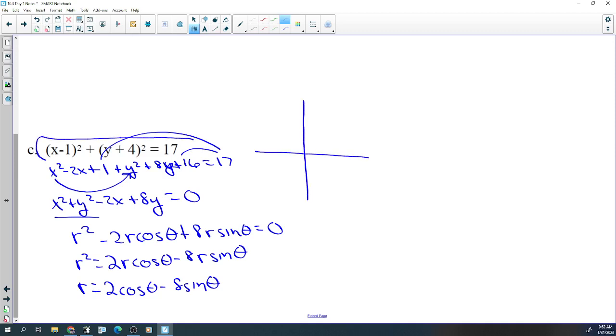This is a circle with center 1, negative 4. 1, 2, 3, 4. Down there. And a radius of square root of 17, which is just slightly above 4. Square root of 16 is 4. So 1, 2, 3, 4. A little bit above there. A little past that. Something like this, very roughly.